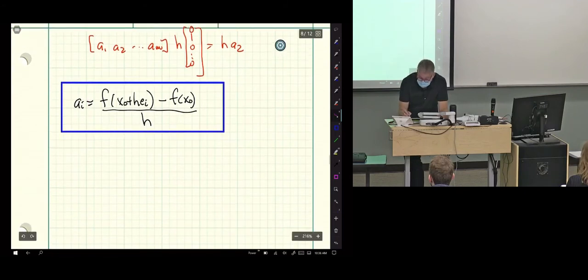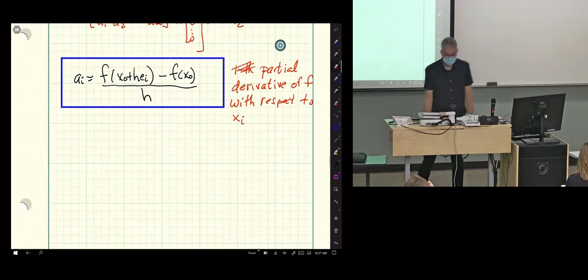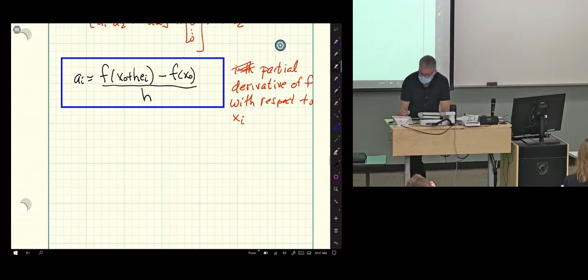Now in calculus, this has a name. It's the ith partial derivative of f, well, partial derivative of f with respect to xi, excuse me. Okay, so why xi? Let's break this down into a little bit more notation, and then we'll be basically done.